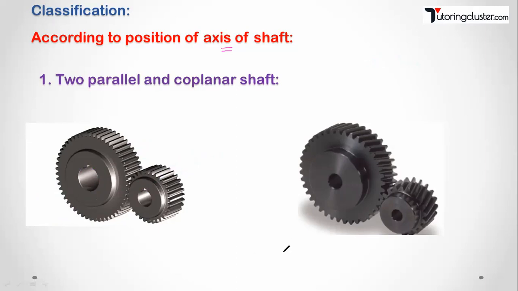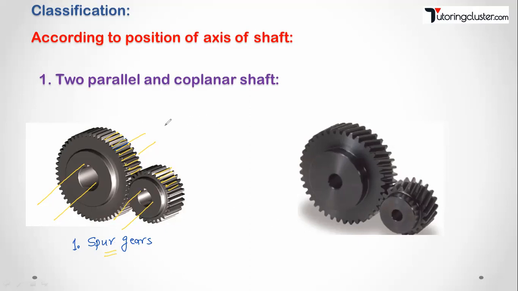So the first thing is, if you want to transmit power between two parallel and coplanar shafts, then you can go with spur gears first. This is how the spur gear looks. Now what is the specialty of this? If you look at the teeth, these are the teeth. These teeth are cut parallel to the shaft. Here also, these teeth are cut parallel to the shaft. That's why such gears are called spur gears.